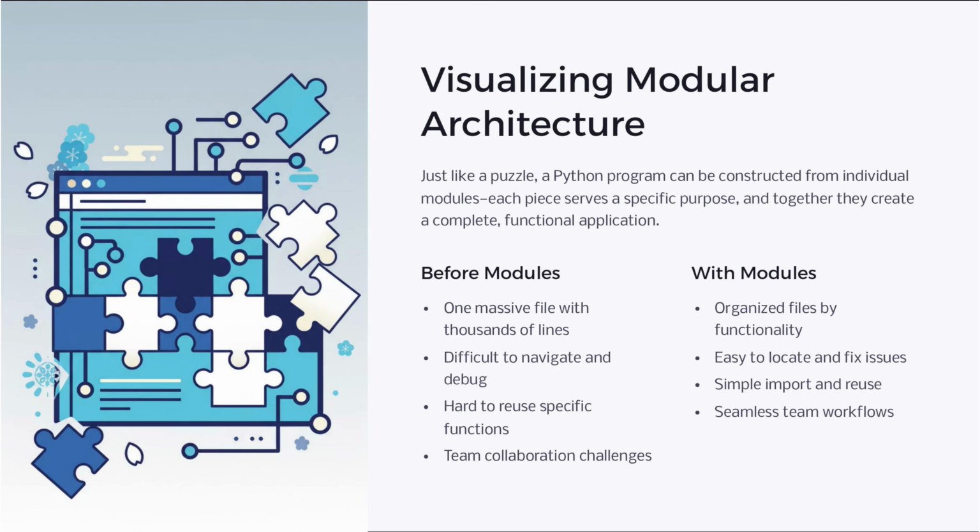Visualizing modular architecture is akin to assembling a puzzle. Before modules, programs were monolithic, making navigation and debugging arduous. Reusability was limited, and team collaboration was challenging. With modules, files are organized by functionality, simplifying issue resolution and enabling easy imports. This structure enhances team workflows, making Python development more efficient and collaborative.